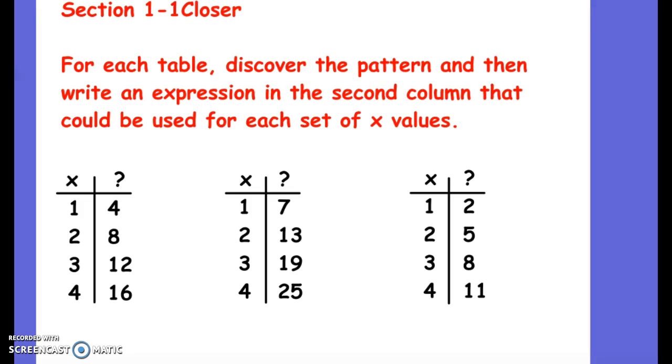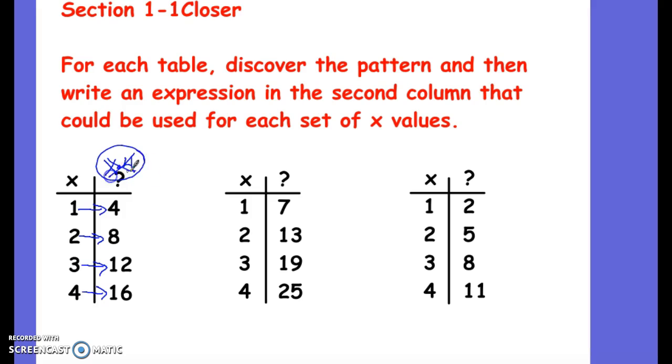Okay, we're just going to close real quick. And it says for each table, discover the pattern and then write an expression in the second column that could be used for the set of x values. So how do I get from 1 to 4 the same way, 2 to 8 the same way, 3 to 12 the same way, 4 to 16? Oh, I multiplied x times 4 for each one. 1 times 4, 2 times 4, 3 times 4 is 12, 4 times 4.